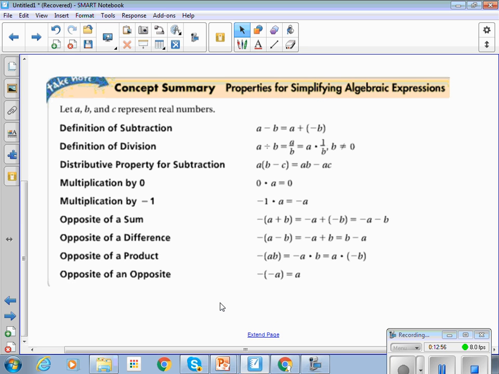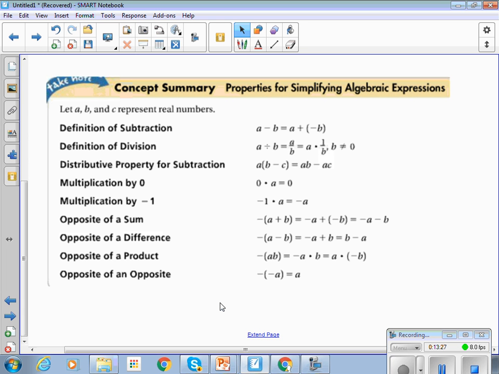Okay, so I don't want you to write these down, but we're going to use these properties to simplify algebraic expressions. So we're going to use the property that a minus b is the same as a plus negative b. If any of these properties are new to you, like, oh, I didn't know that, please write them down. Definition of division. A divided by b is the same as a over b is the same as a times 1 over b.